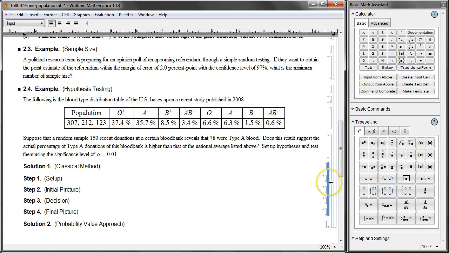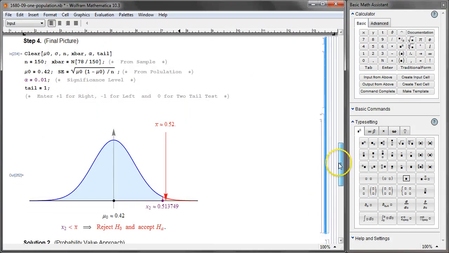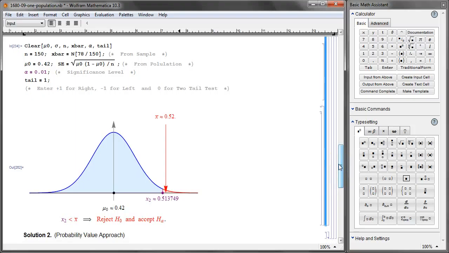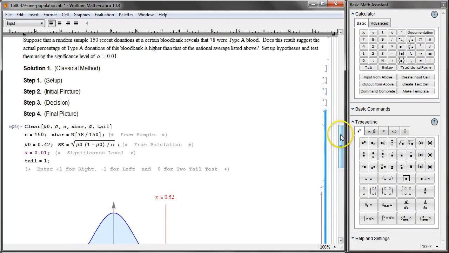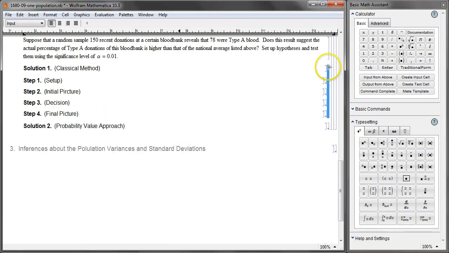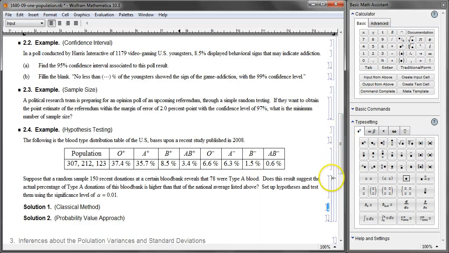I don't. I'd much prefer to use this classical method because it is far more intuitively clear how the conclusion comes. If x bar is too far away, accept the alternative. If x bar is close enough to null, then accept the null hypothesis. In this case, too far away, because the critical value turned out to be 0.51 something, and 0.52 is even farther away from the null. I like this one a little bit better. In any case, if you do these right, you're going to end up with the same result.